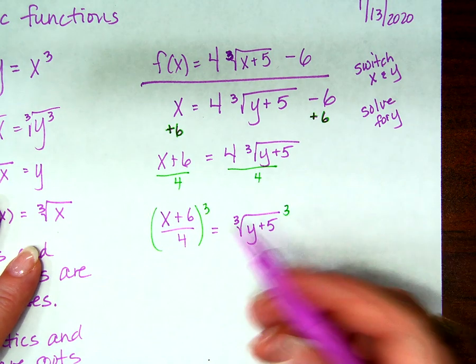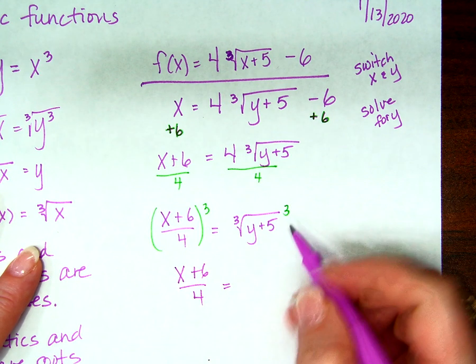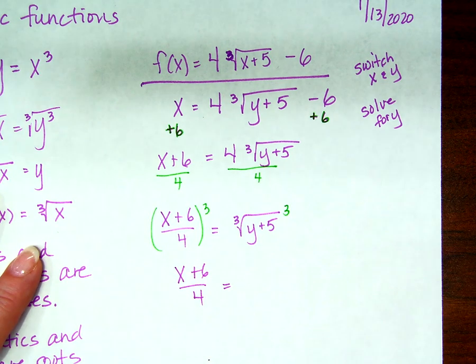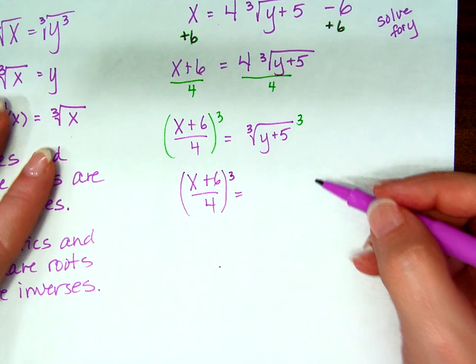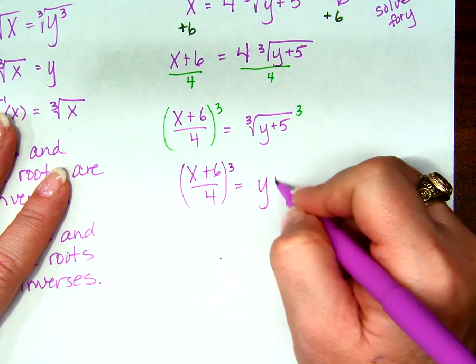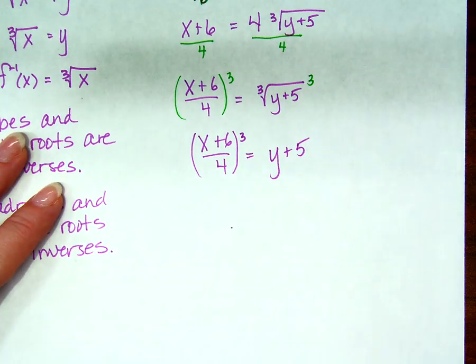Okay. So on the left-hand side I have (x + 6)/4, cubed. And on the right-hand side, what do I have? Y plus 5. How do I solve for y? Subtract 5 from both sides?